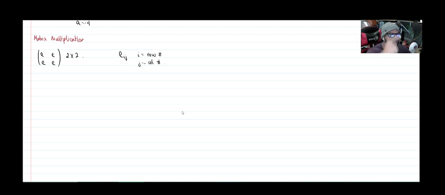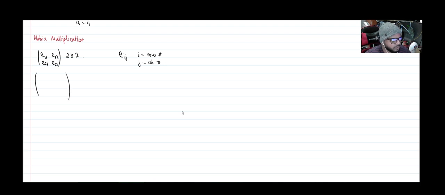So for example, my first E, this one here, is in my first row and my first column. So row number is 1 and column number is 1. So we read it as E one-one, not E eleven. My second entry is in my first row and my second column. So E12. The one below, it's in my second row, first column, and the last one is my second row, second column.